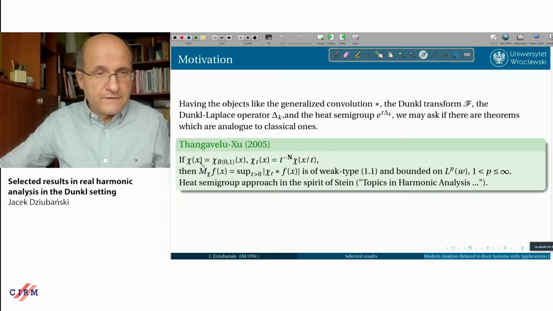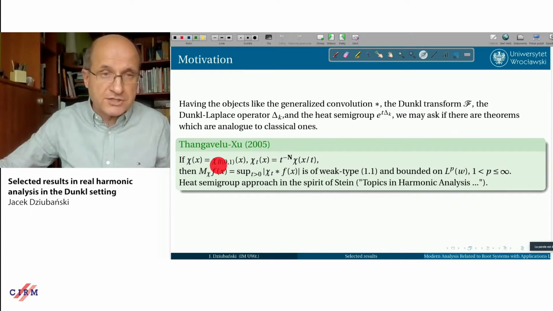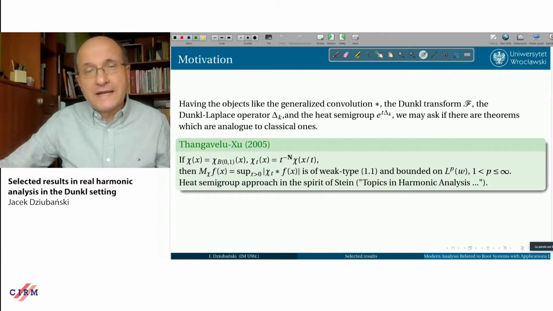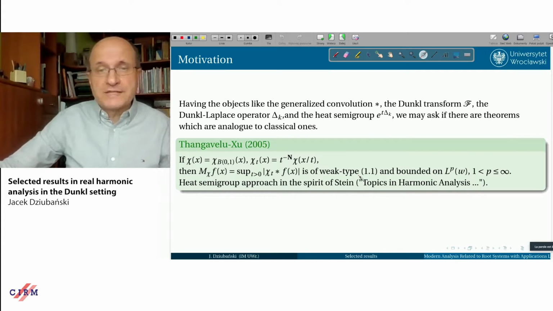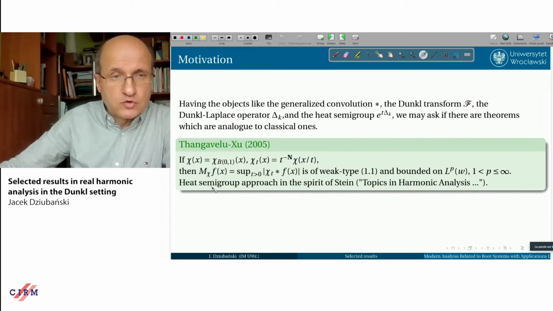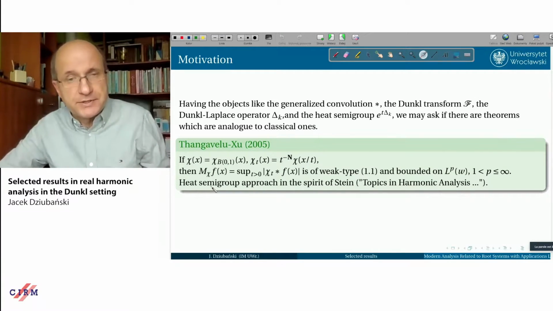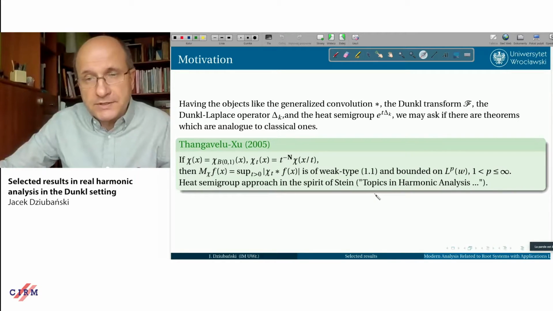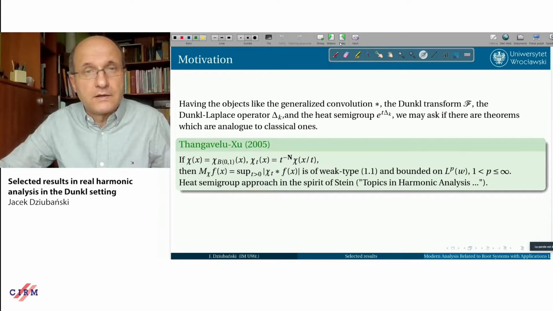The result says that if chi is the characteristic function of the unit ball, and chi sub t are L1 dilations of this function, then if we convolve a function f with chi sub t and take the supremum over all t bigger than 0, this maximal function is of weak type 1,1 and bounded on L^p spaces for p between 1 and infinity. To prove this result, Thangavelu and Xu used a semigroup approach, which is very much in the spirit of the book of Elias Stein, Topics in Harmonic Analysis related to the Littlewood-Paley theory.